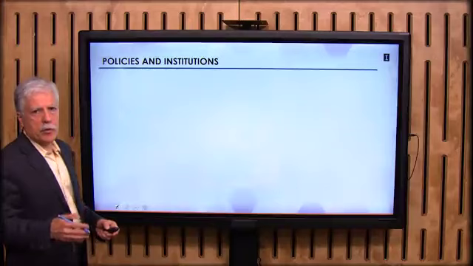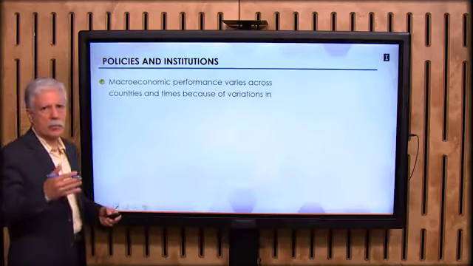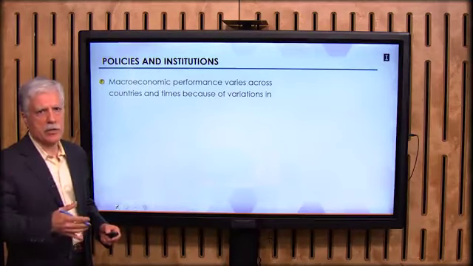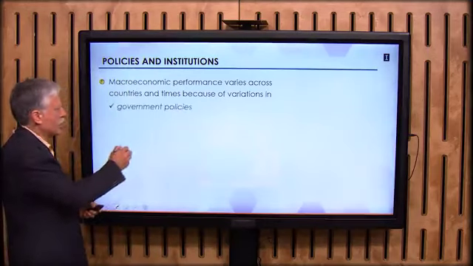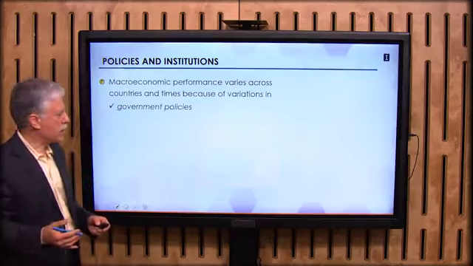We're going to also be focusing on policies and institutions. Policies are important. That's easy to understand. Variations in policy across countries make a huge difference in terms of economic performance. So government policies are an important part of what we're going to be discussing.